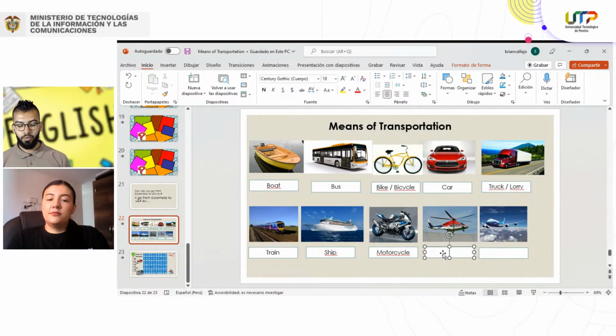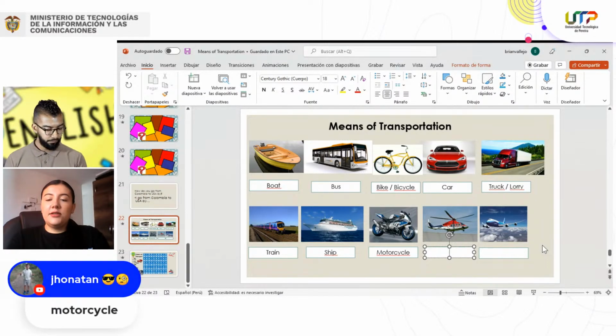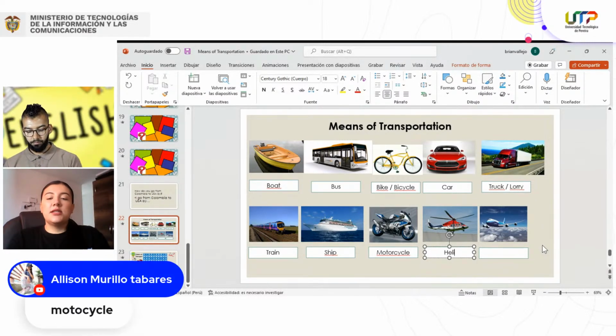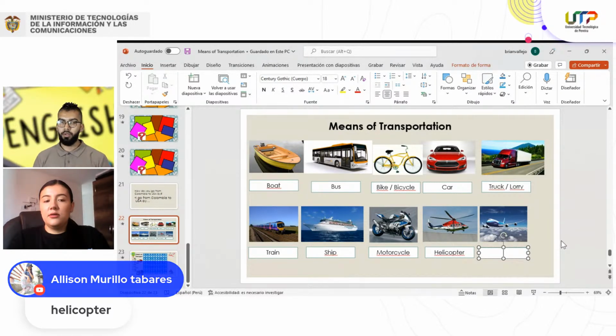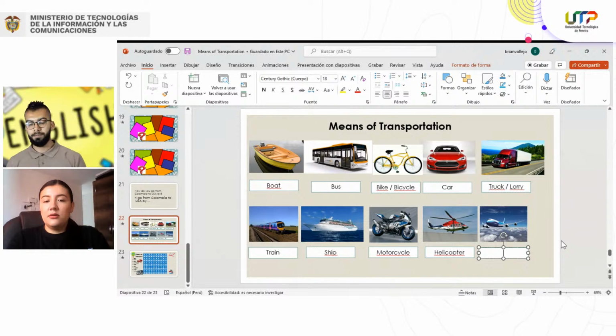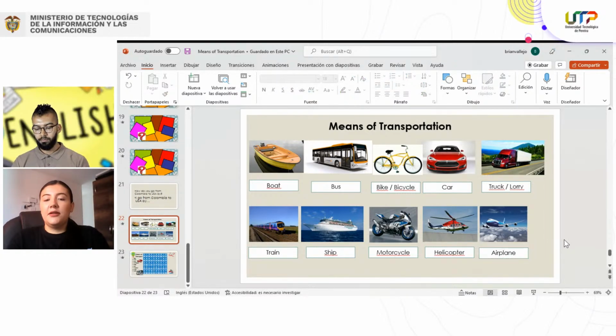Let's go with the last two. What's the name of this means of transportation? It is an air means of transportation. Javier this time was first, and he says it's a helicopter. Perfect. And the last one. Do you remember this means of transportation? Pay attention: helicopter is spelled with an I, not with a Y. Emily was the first one. She says it's an airplane. Very good. Perfect. That's fantastic.